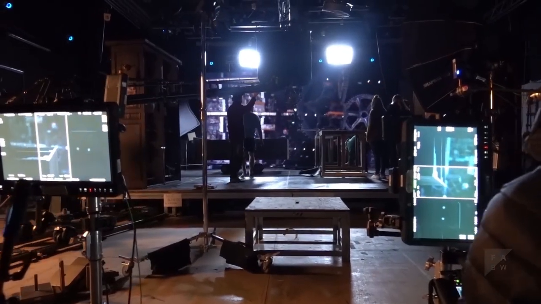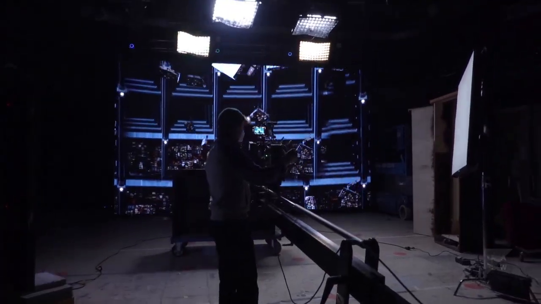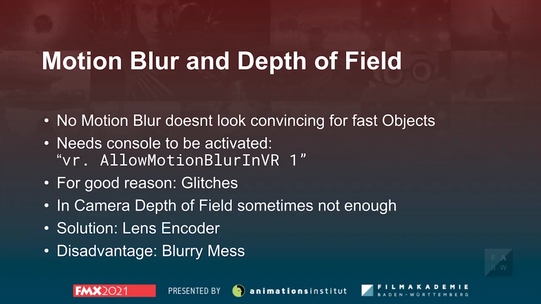We hit some additional challenges with motion blur and depth of field, because LED walls actually are not completely like real life. Not having motion blur was not an option for us, because our falling shelves just didn't look convincing without it. After a lot of searching, I found the console command to activate it. It should be used with care though, glitches in the mocap also mean glitches on the LED wall, and in the footage after that.